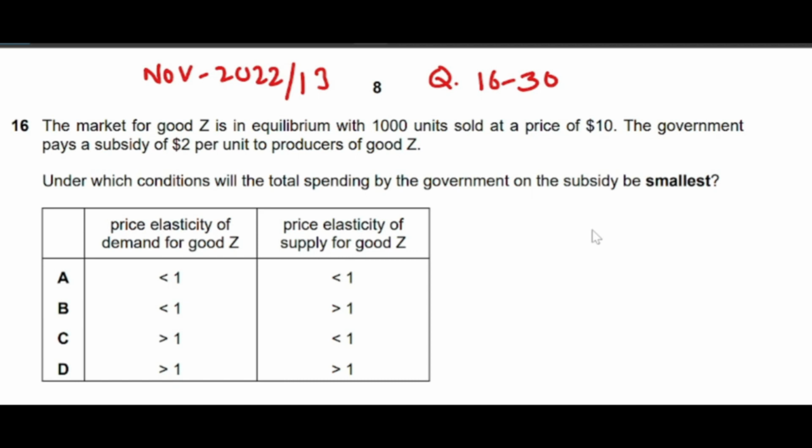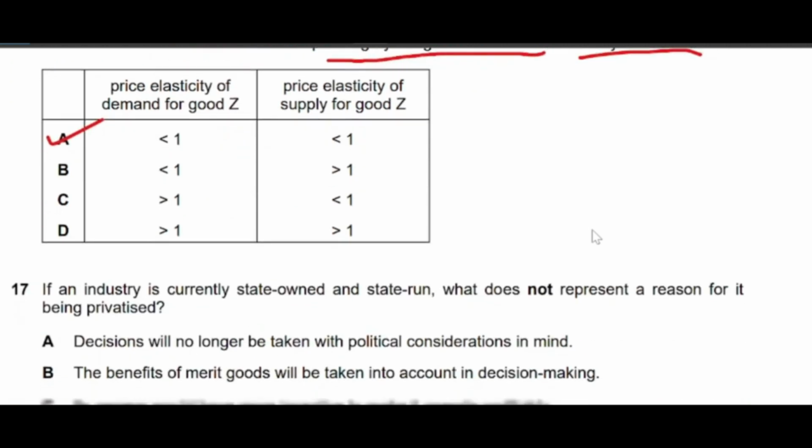Okay, so question number 16: the market for good Z is in equilibrium with 1000 units sold at a price of $10. The government pays a subsidy of $2 per unit to producers of good Z. Under which condition will the total spending by the government on subsidy be smallest? Option A is the correct answer for this question. Price elasticity of demand is less than 1, that is inelastic, and price elasticity of supply is less than 1, that is also inelastic. So when demand and supply are inelastic, definitely they bring a smaller impact. So the subsidy provided by the government will bring the smallest impact in this case.